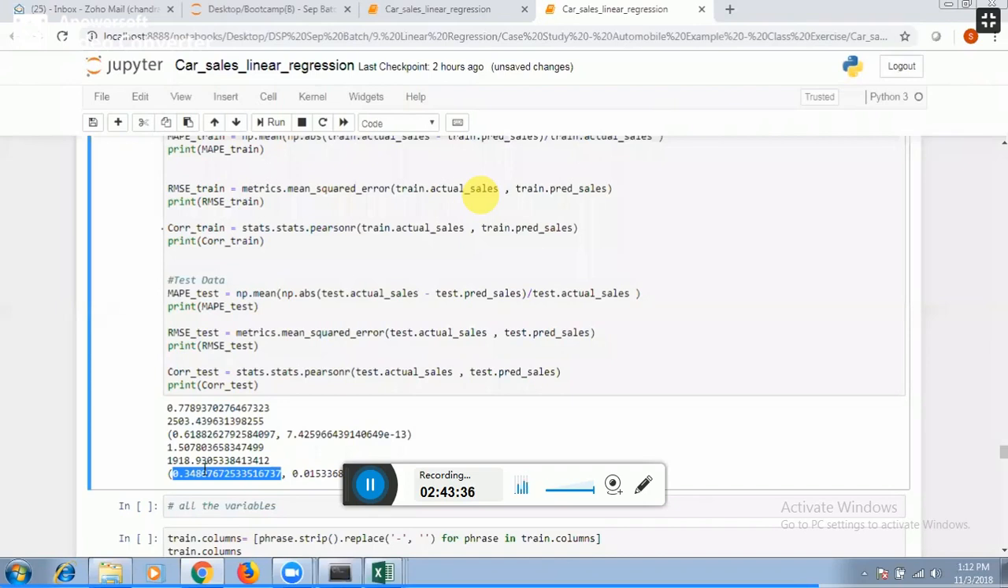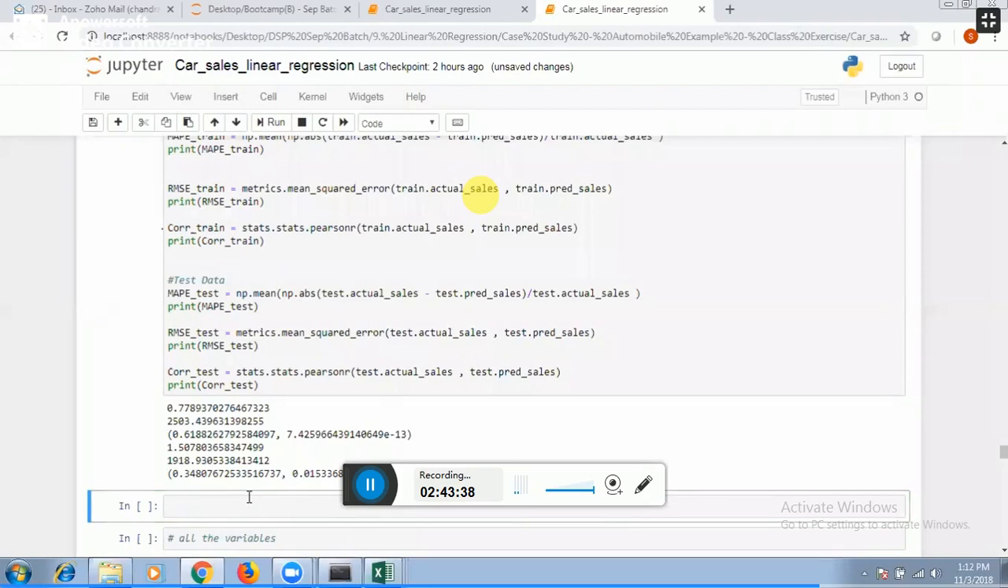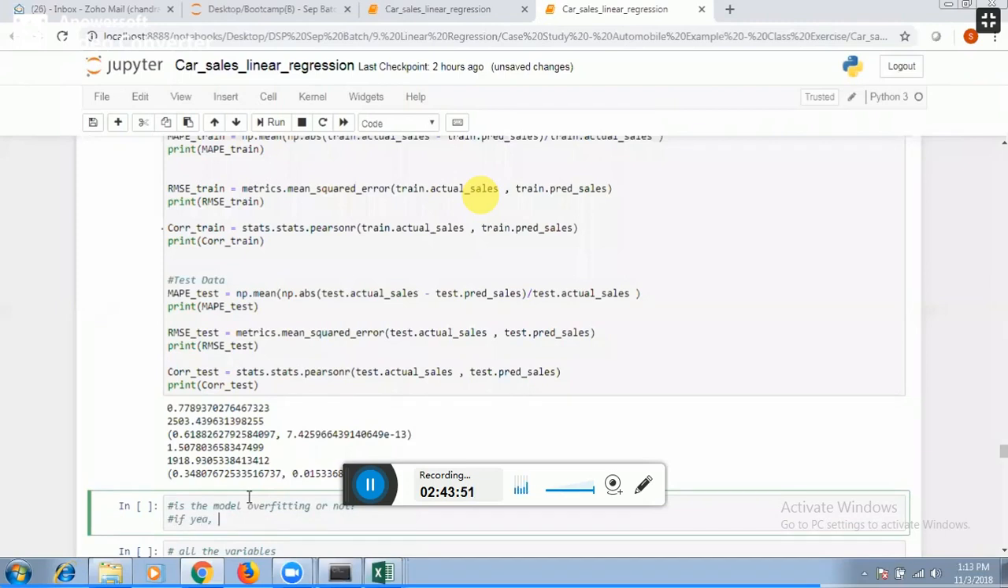So in this case, is the model overfitting or not? If yes, you need to relook at it.